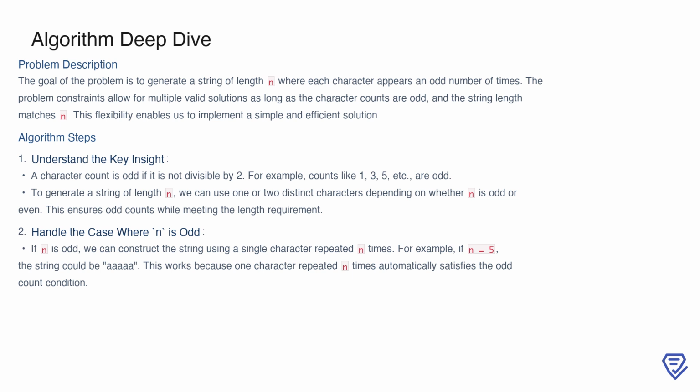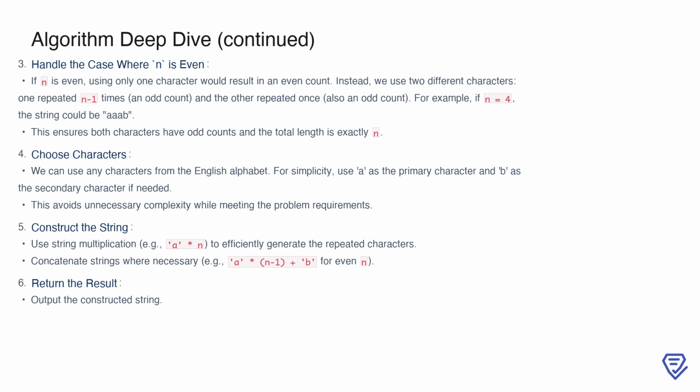The key idea here is that we can use one or two distinct characters to achieve the desired properties. Specifically, when n is odd, we can create the string by repeating a single character n times. For example, if n is 5, using the character a repeated 5 times results in the string aaaaa, which satisfies the condition because the count of a is odd. This approach is straightforward and ensures the solution is both correct and efficient.